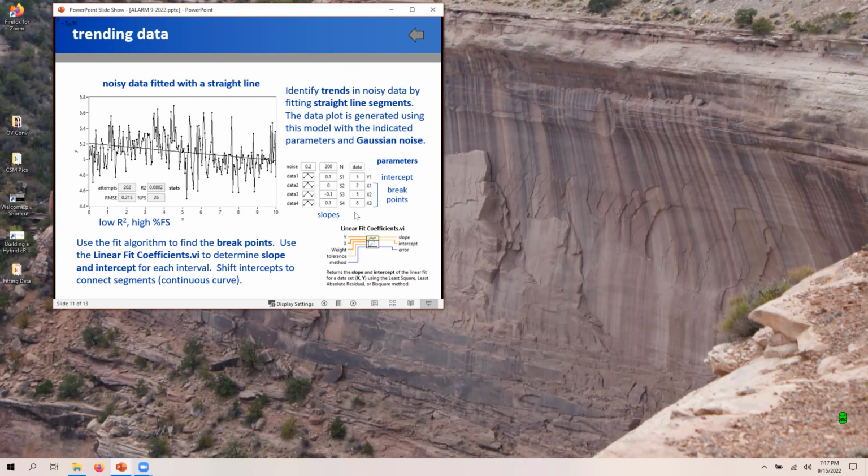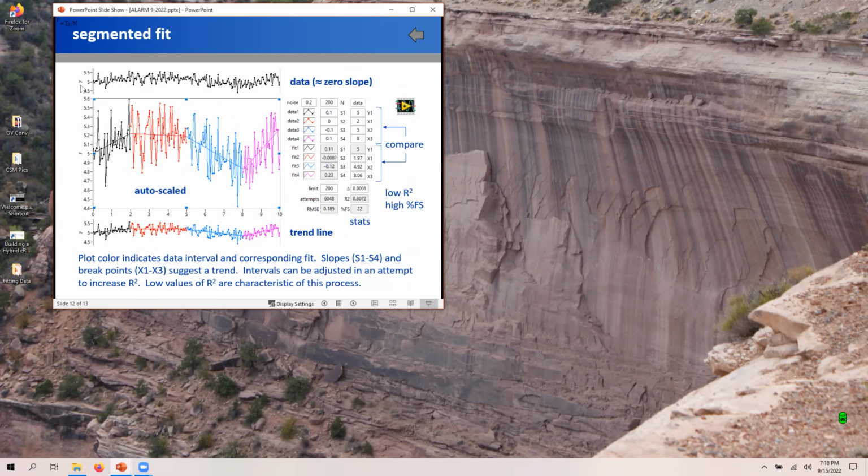This data was actually created using that kind of segmented straight line thing. I've got an intercept of 5, and breakpoints at 2, 5, and 8, in other words, here, here, and here. I've got 4 intervals, with a slope of 0.1 in the first interval, 0 in the second, minus 0.1 in the third, and 0.1 in the fourth. And I added a ton of noise: 0.2 standard deviation Gaussian noise. You can play with more noise, but this was scary enough for me.